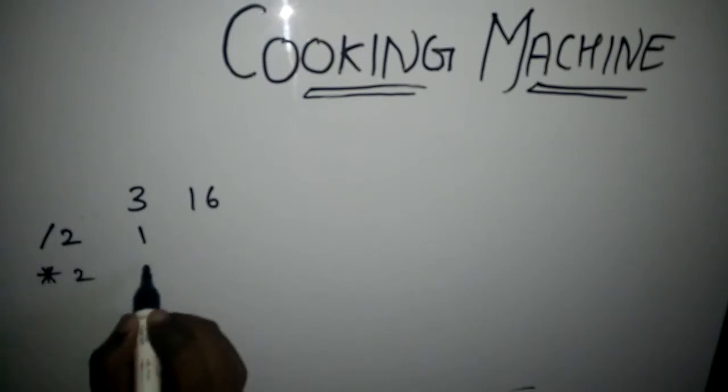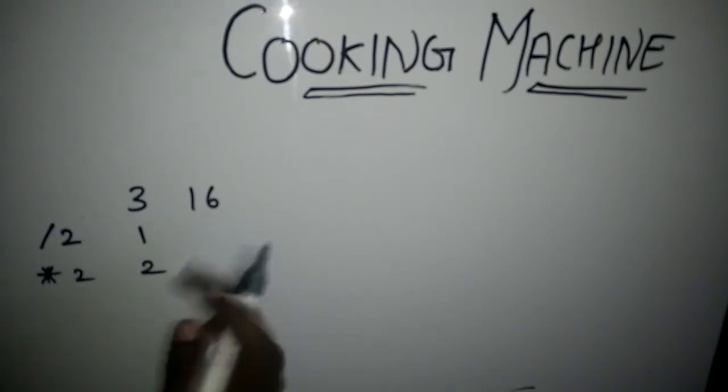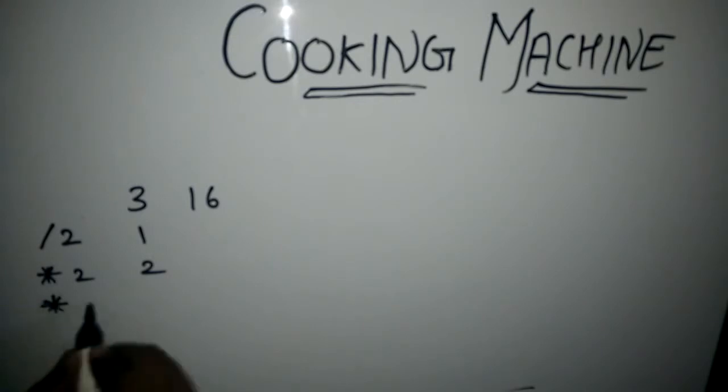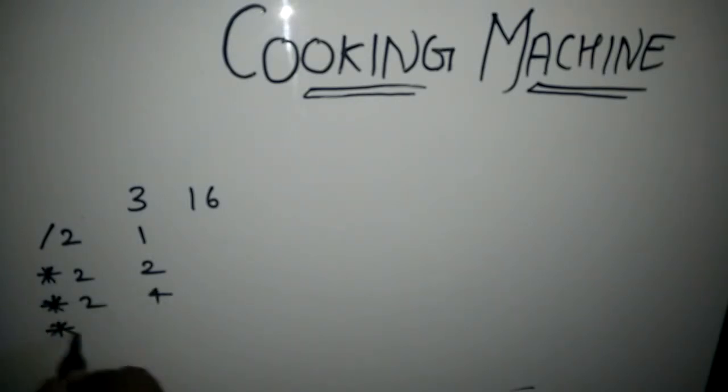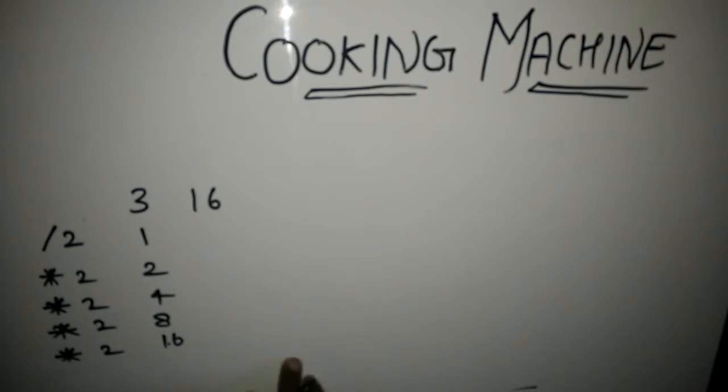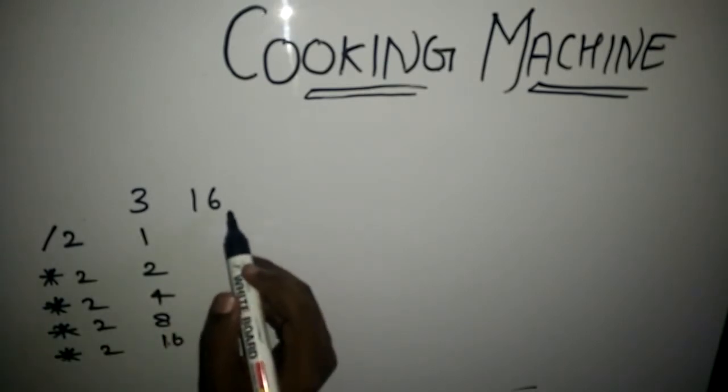1 multiplied by 2, we get 2. Now 2 is less than 16, so we multiply it by 2 again. We get 4. 4 is less than 16, so we multiply it by 2. We get 8. And once more we multiply it by 2 and we get 16. So now our actual setting is equal to the desired setting.